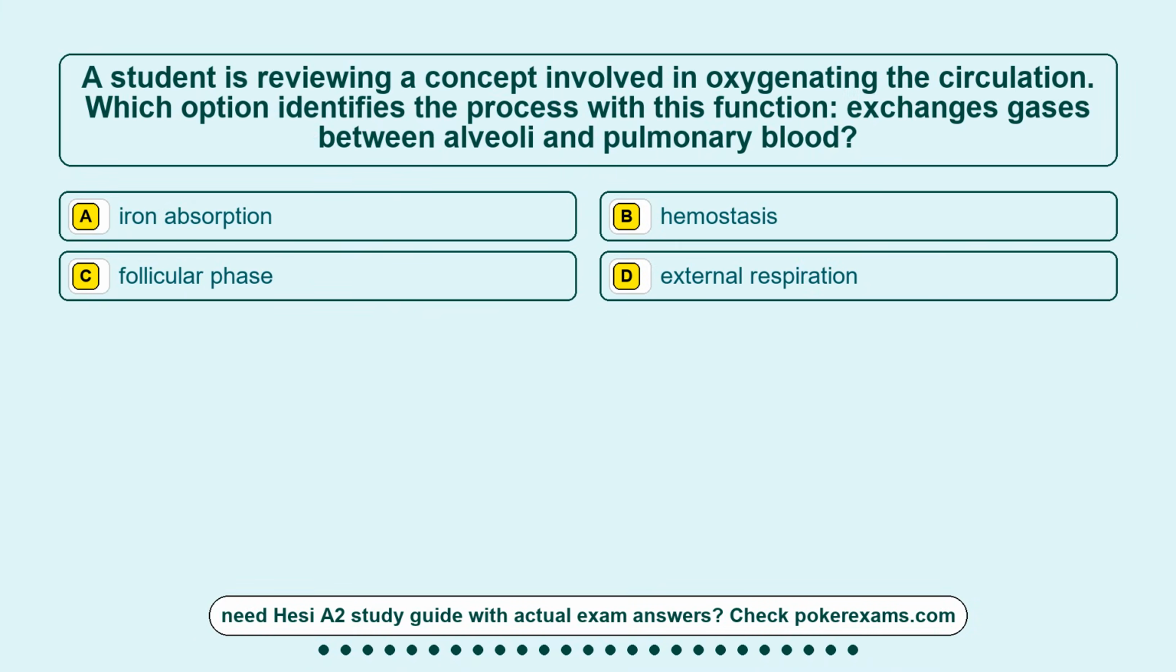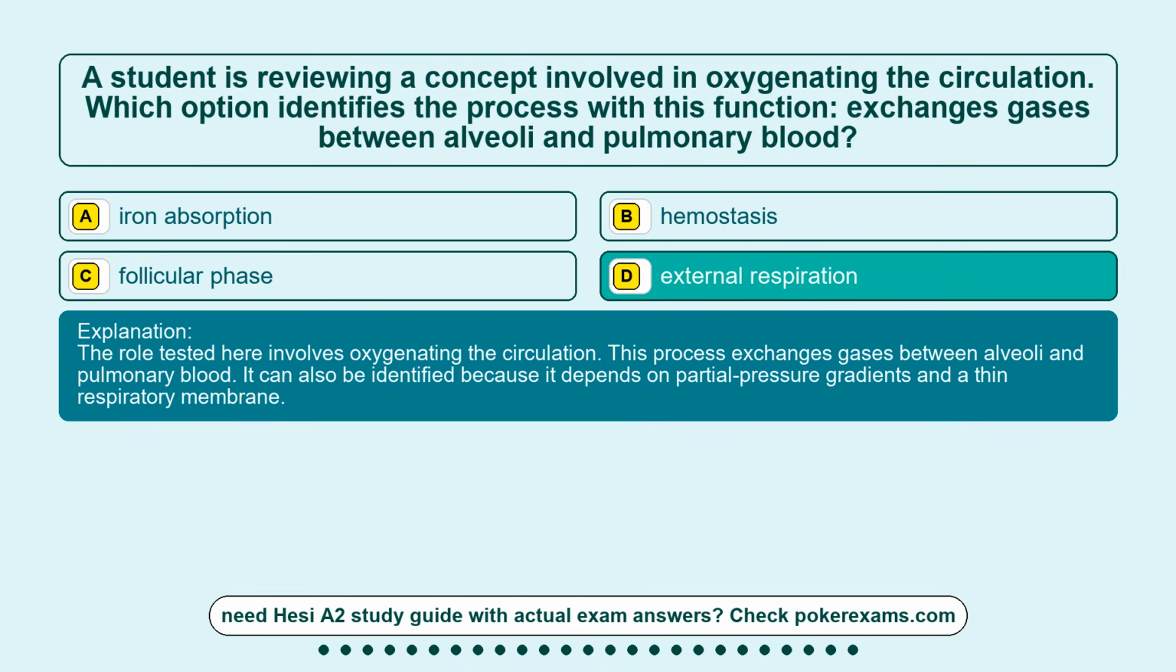Question 23. A student is reviewing a concept involved in oxygenating the circulation. Which option identifies the process with this function? Exchanges gases between alveoli and pulmonary blood. Option A, iron absorption. Option B, hemostasis. Option C, a follicular phase. Option D, external respiration. The correct answer is option D, external respiration.